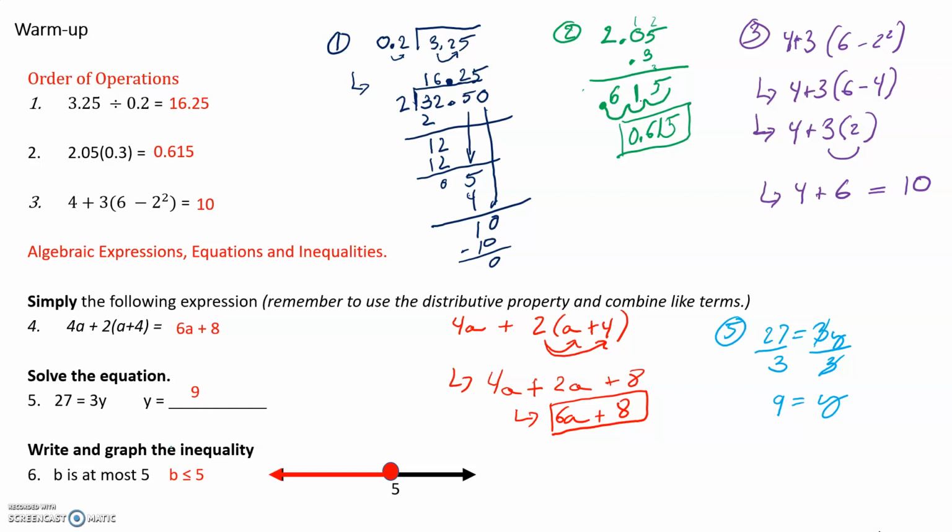All right, so number 6, write and graph the inequality of b is at most 5. What that's saying is that b cannot be higher than 5, but it can be 5. And so that's why I used a closed circle. And over here, I put a bar under it, because b has to be less than or equal to 5. Since the symbol has a bar under it, I'm going to use a closed circle. And then since b is going to be less than 5, I'm going to shade over to the left of 5. If b was higher than 5, it would be to the right.